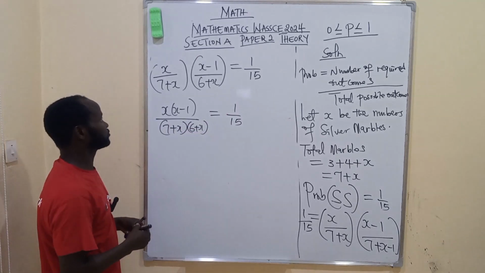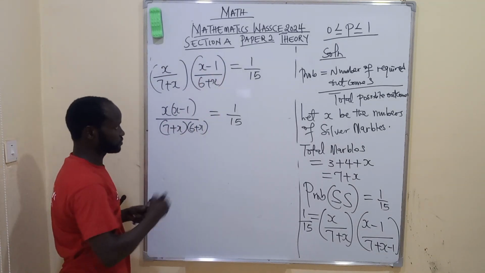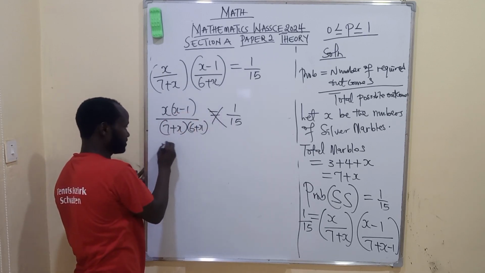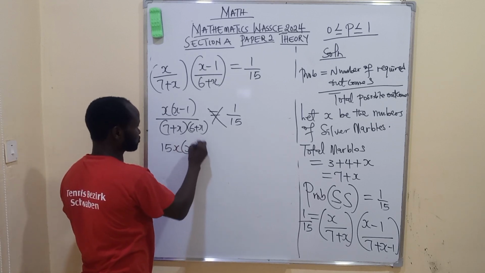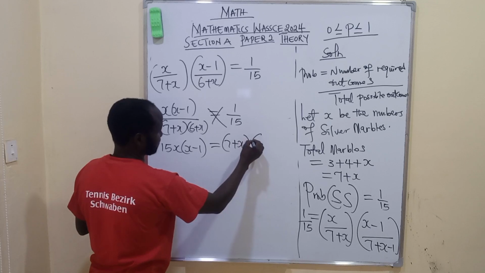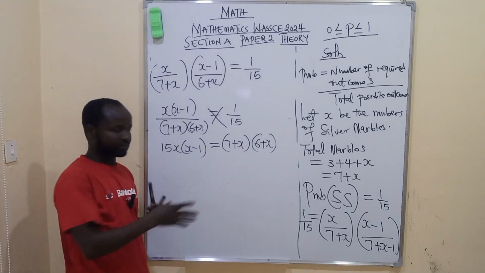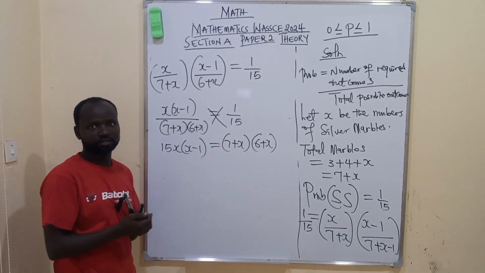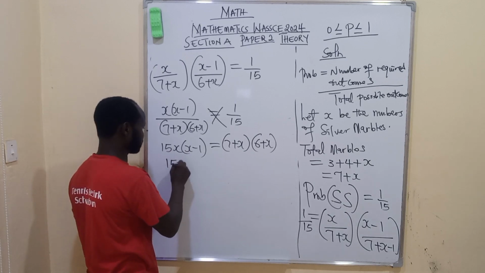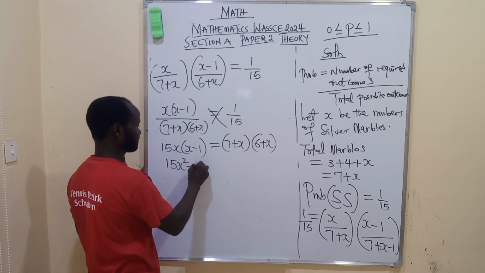So we can easily do it this way. That's X will multiply the whole of this, then this will multiply the whole of this. Then we can cross multiply at this point. 15 times the whole of this, that will be 15x into x minus 1, equals 7 plus x in bracket, open again, 6 plus x. So we can clear the bracket here and expand on the right hand side. So 15x times x, that will be 15x squared. 15x times minus 1, that will be minus 15x.